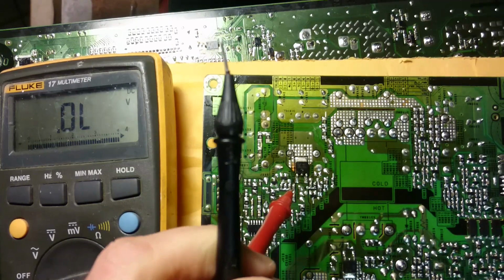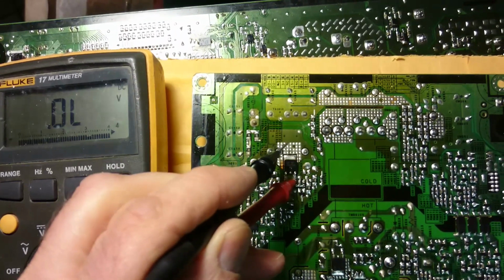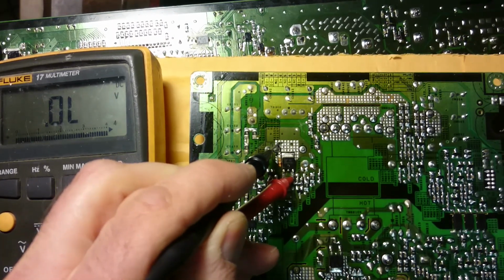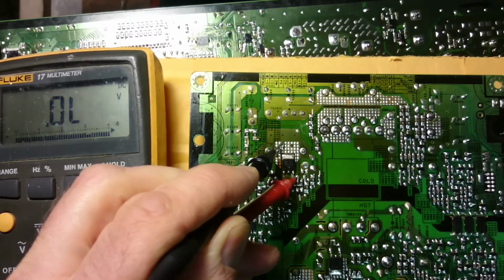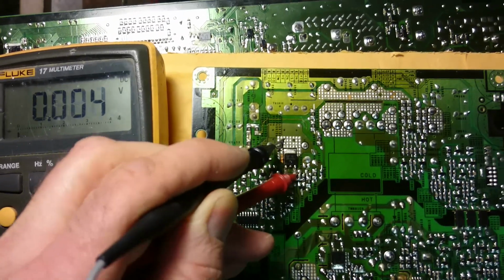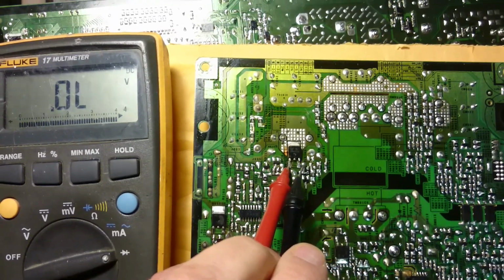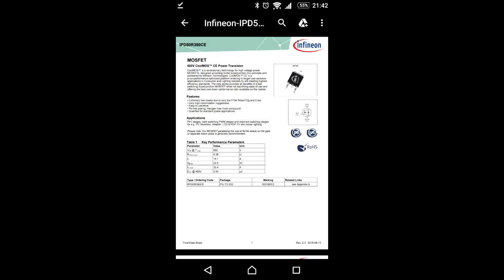So here when we remove the PCB and measure on the other side, on the bottom side, this particular MOSFET, this transistor, we'll see it's shorted. So here we see the model number of the MOSFET that's defective.